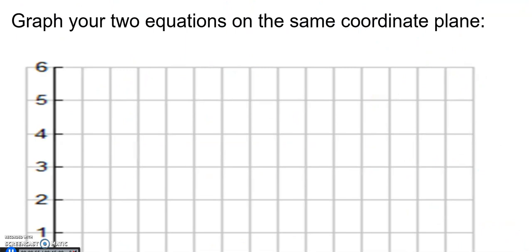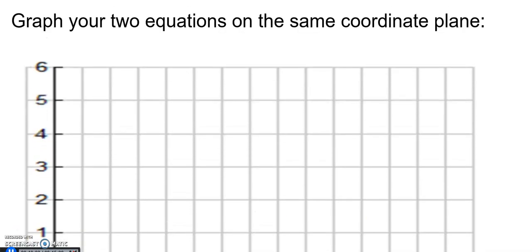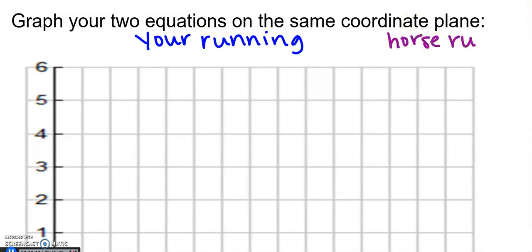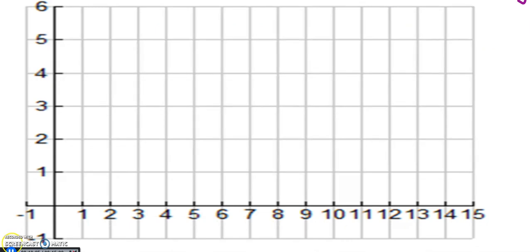Our last method then that we talked about for solving a system of equations is using graphing. So here it says to graph your two equations on the same coordinate plane. So I want you to graph your running model, and I also want you to graph the horse's running model, and then we will compare our answers. So go ahead and take a second and graph those two lines that we found. The first one is your running model, the second one is the horse's running model.